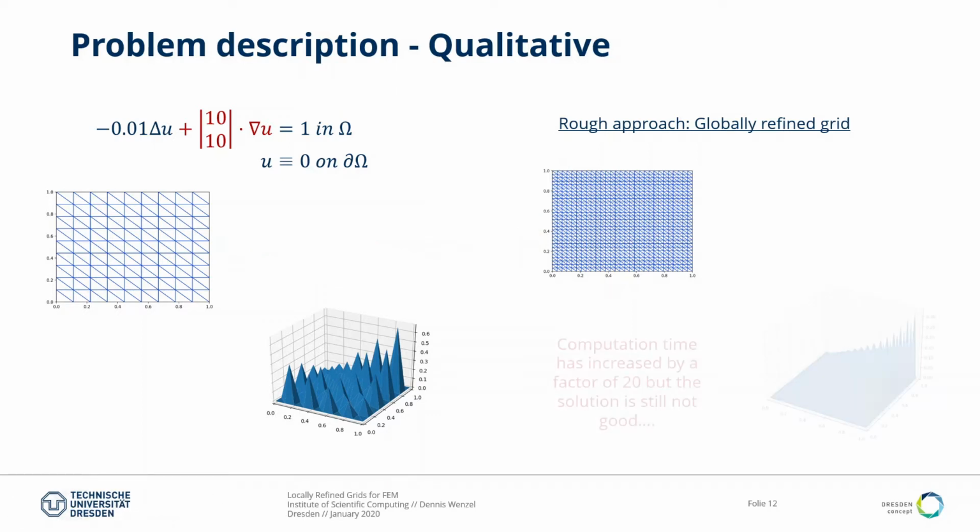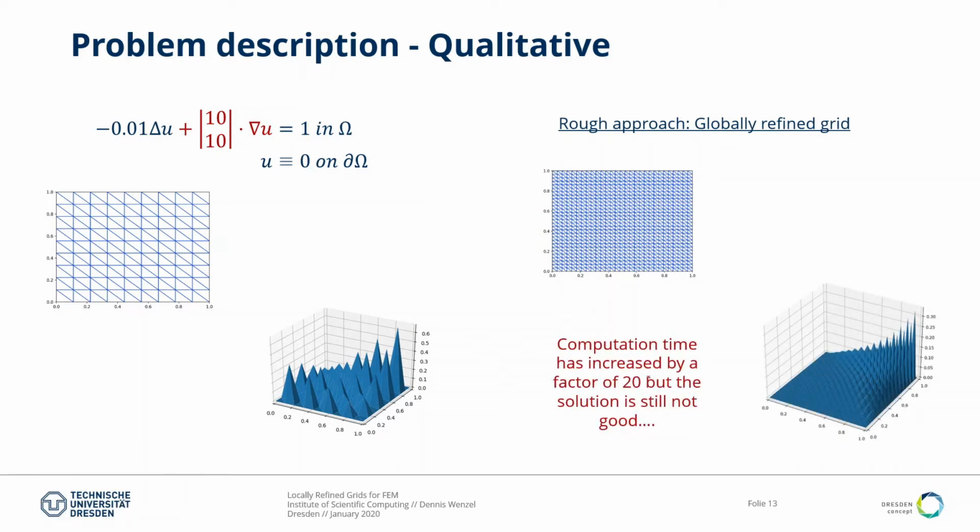So in total, we had 20 times longer computation time. I've tried to measure it, and it looks a bit more like a shifted solution, but it's still so spiky, it's still not working. So I had a 20 times longer computation time, and the solution is still terrible. So it still does not look good. So this rough approach of the globally refined grid cannot be the answer for those problems.